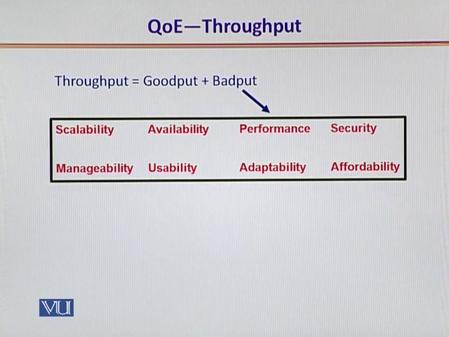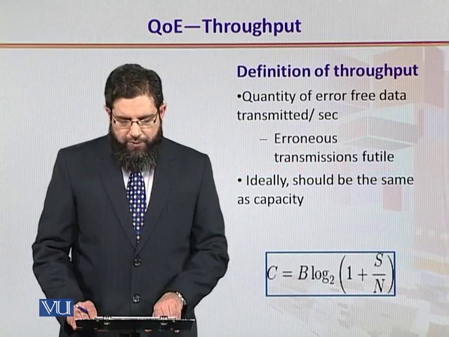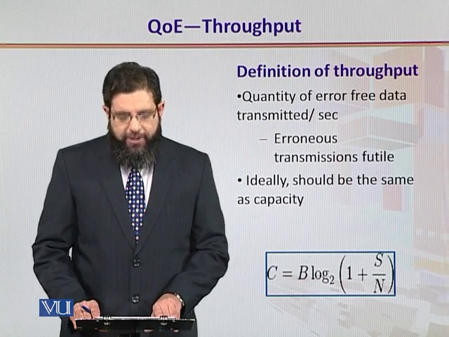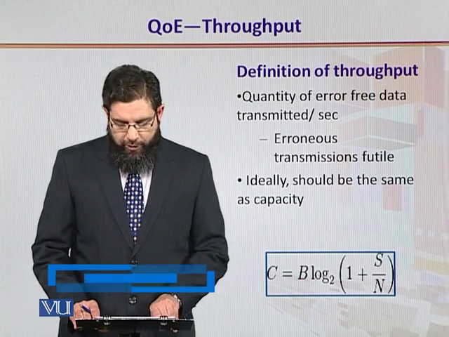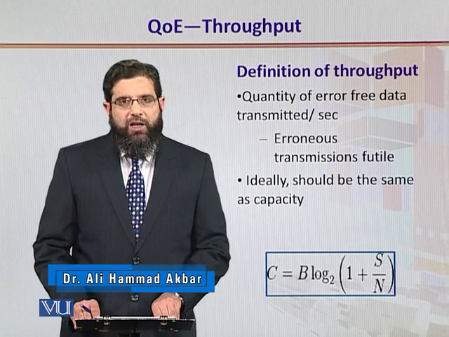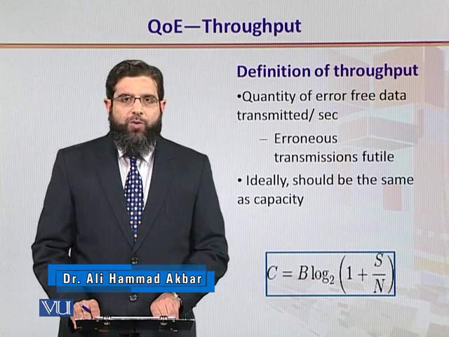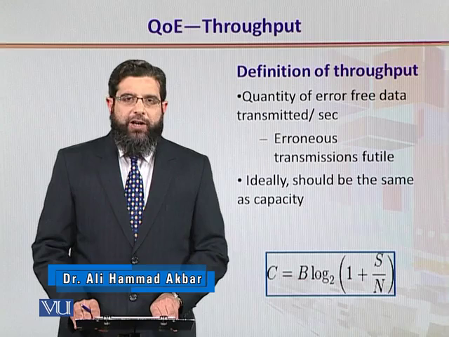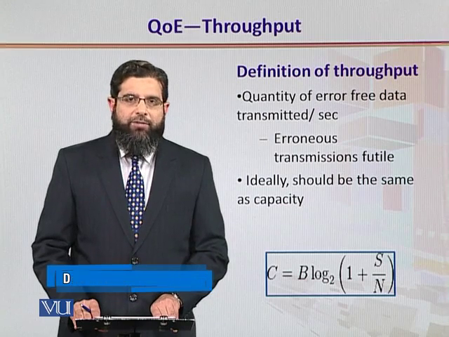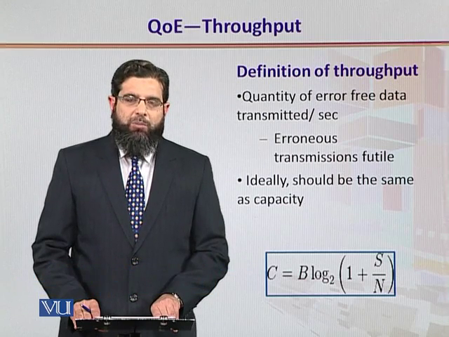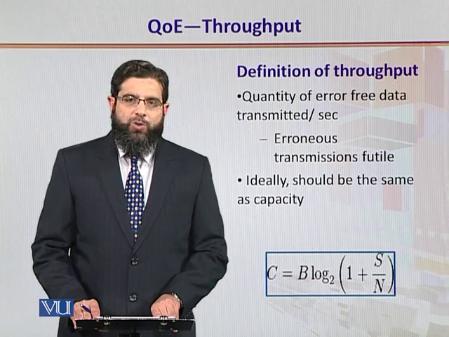So the total number of packets which are received by the receiver, either corrupted or healthy, contribute to the throughput. So the quantity of error-free data which is transmitted per second on the communication channel involves the throughput. Of course, the packets which are erroneous would have futile transmissions, but these futile transmissions certainly contribute to the throughput.